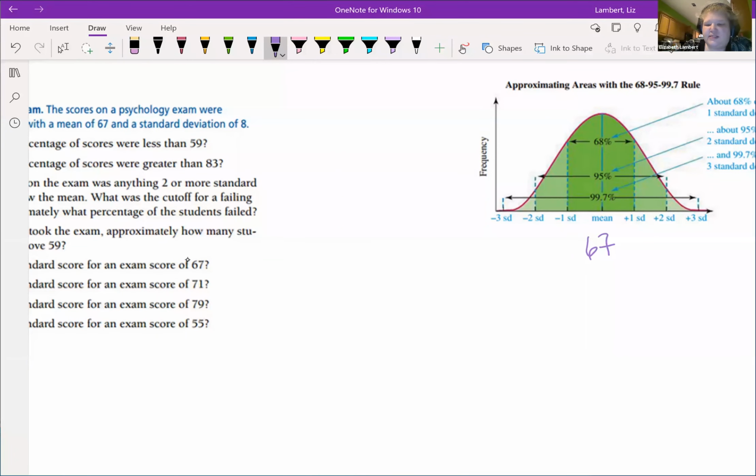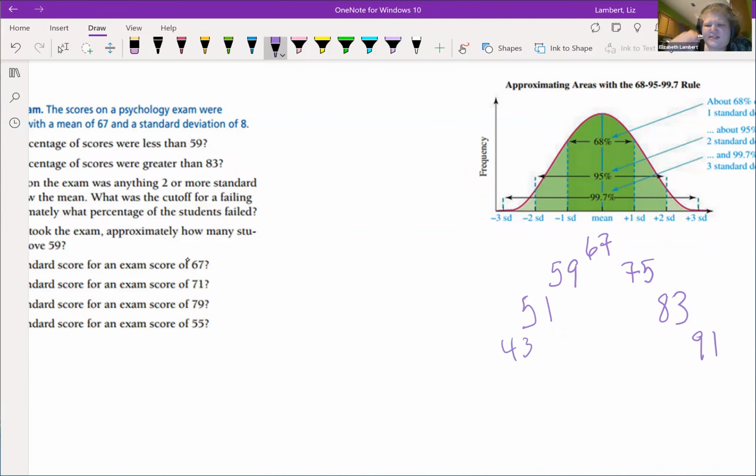So if I take 8 off of this, I'm going to get 59. If I add 8, I'm going to get 75. Let me make these numbers a little easier to read. Now, if I subtract 8 again, I'm going to get down to 51. Add 8, and I'll get 83. And we can even do it one more. Minus 8 is 43. And plus 8 is 91.